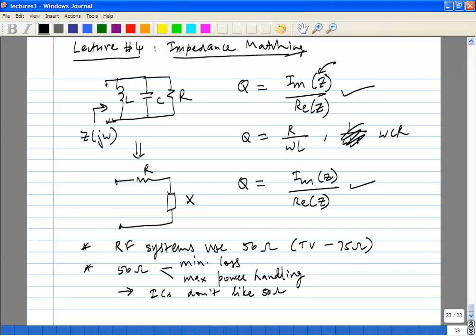When you are interfacing with the external world, you can't do anything, right? You have to match it with this. That's the standard. Okay. So where do you match this?